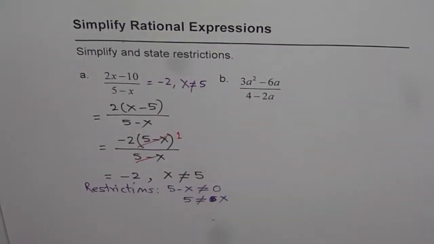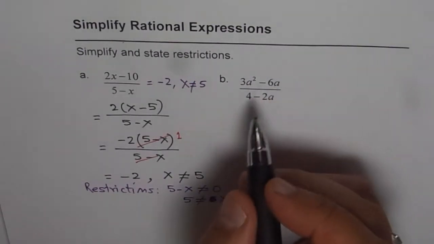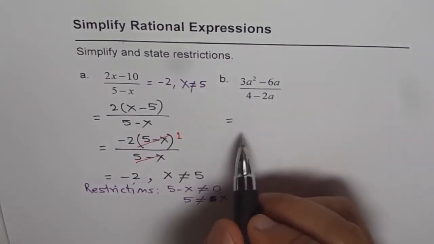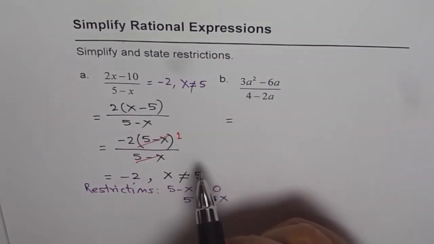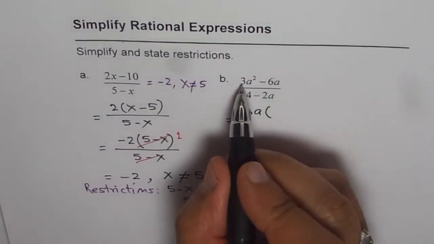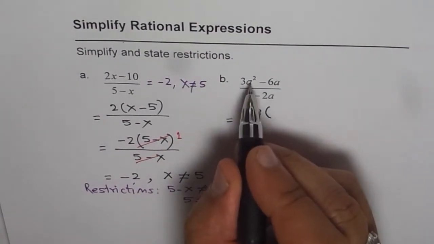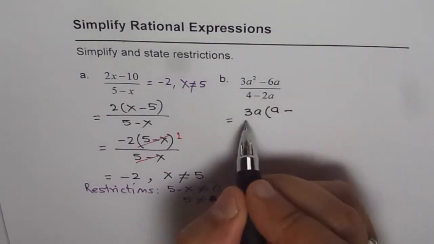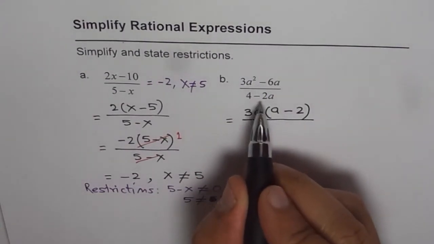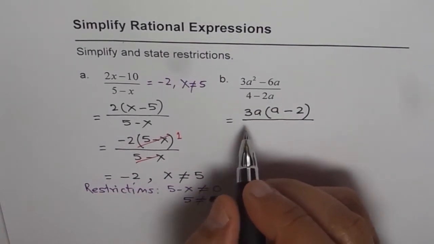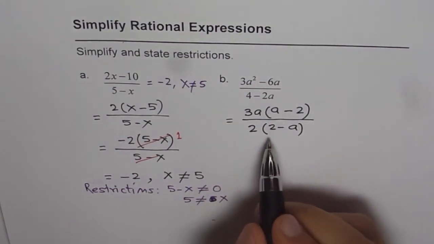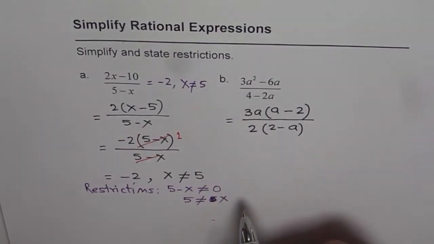Now let's follow the same process for part B. (3a square minus 6a) divided by (4 minus 2a). 3a is a common factor in the numerator. So let's factor it out. We get 3a, and when we divide 3a square by 3a, what do we get? We get a. Minus 6a divided by 3a is 2. So a minus 2 is the numerator. In the denominator, we can take 2 as a common factor. So if I take 2, I get 2 minus a as the factored form of the denominator.